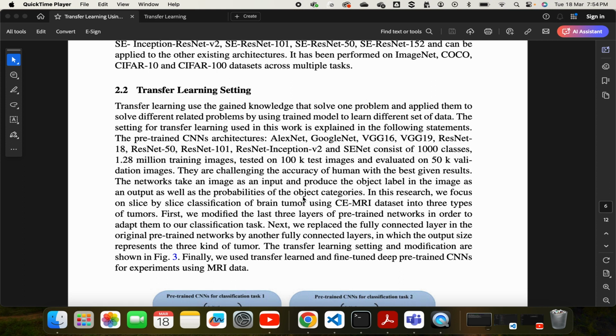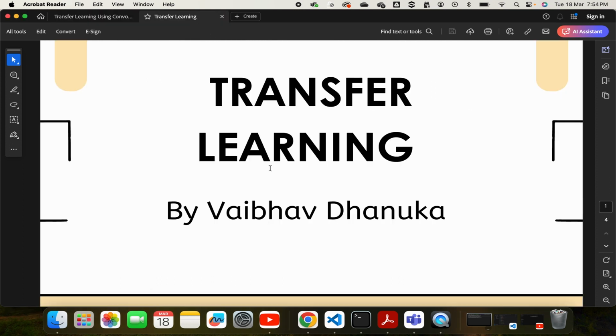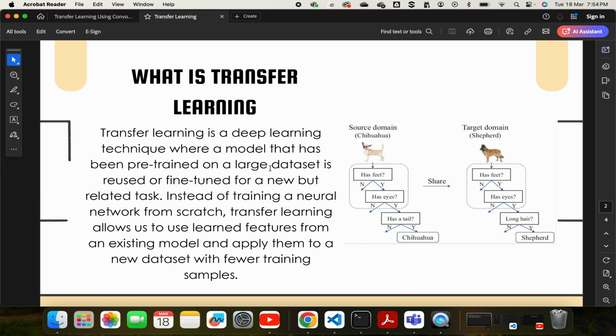First, beginning with what is transfer learning. Transfer learning is basically a deep learning technique where a model that has been pre-trained on a large dataset, which is known as a source domain, is reused or fine-tuned for a new but related task known as the target domain. So instead of training a neural network from scratch, transfer learning allows us to use learned features from an existing model and apply them to a new and different dataset.